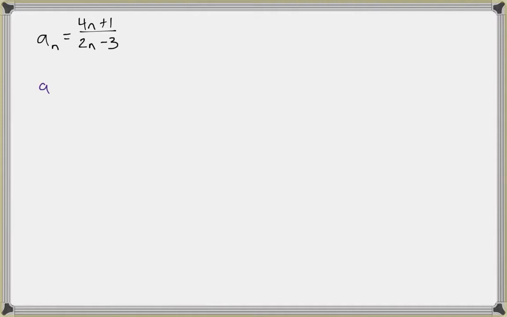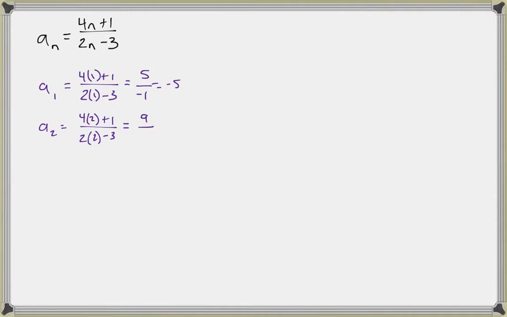and then we can find what are the values of this sequence. So if we plug in 1, we're just going to replace all of the n's with a 1. So we get 5 over negative 1. So our first value of this sequence then is negative 5. Then we could plug in a 2 to our rule here. So that's a minus 3. And so we get 8 plus 1 is 9, and 4 minus 3 is 1. So our second term is 9.